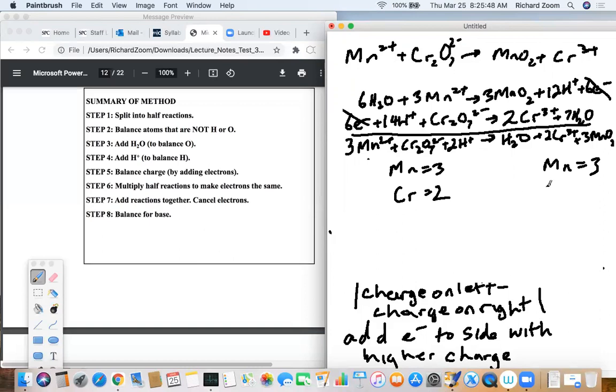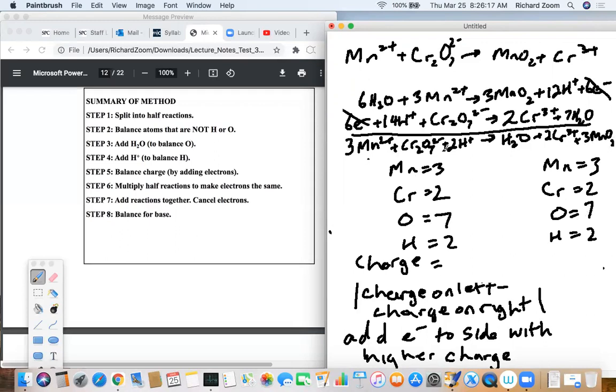Okay. So here the chromium is 2 and here the chromium is 2. Let's look at the oxygens. There's 7. And on the other side, we've got 1 plus 3 times 2 is 7. And then the hydrogens, we've got 2 and 2. And then the charge, we've got to balance for the charge. We've got to make sure the charge is balanced as well. We've got 6 minus 2 is 4 plus 2 is 6. And on the other side, we've got 2 times 3, which is 6. So I know that my balancing is right because all the atoms and all the charges balance.